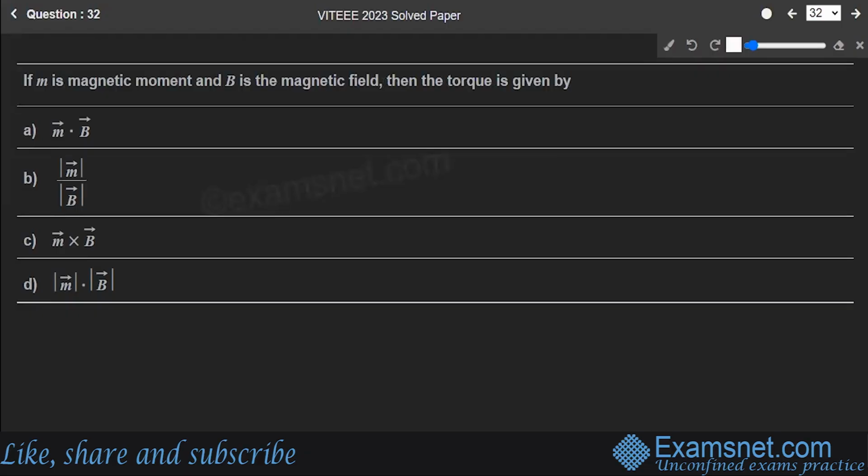If M is magnetic moment and B is magnetic field, then the torque is given by. See, if M is the magnetic moment and B is the magnetic field, the torque is simply given by the cross product of these two vectors. That is option C. It was a pretty easy question actually. Let's move to the next question.